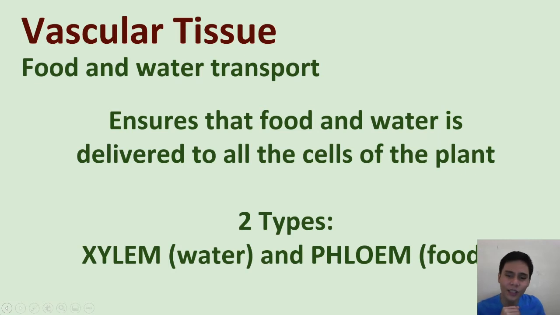Next is your vascular tissue. So this ensures that food and water is delivered to all the cells of the plant, whether it's a giant tree or a tiny, tiny plant, except for the non-vascular plants, which we might get to in systematics. So there's two types of vascular tissue. We have the xylem for water transport and the phloem for food transport.